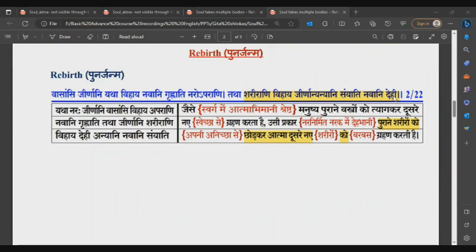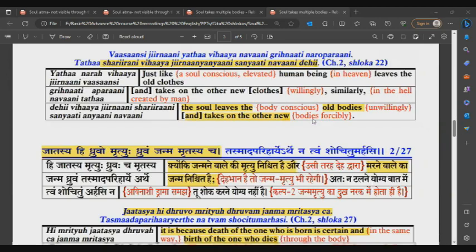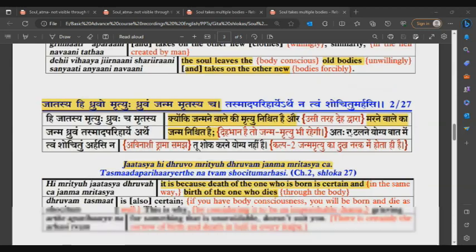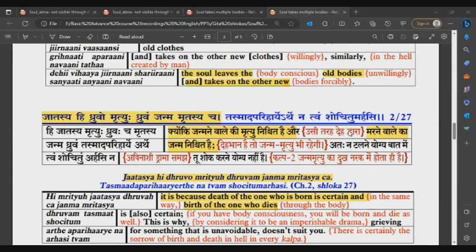In this verse, chapter 2, sloka 22, it basically says that a human being leaves this body and takes a new body. It has given an example of clothes. As a human being leaves the old clothes and takes on new clothes, similarly, the soul leaves the old bodies and takes on other new bodies. Very straightforward.